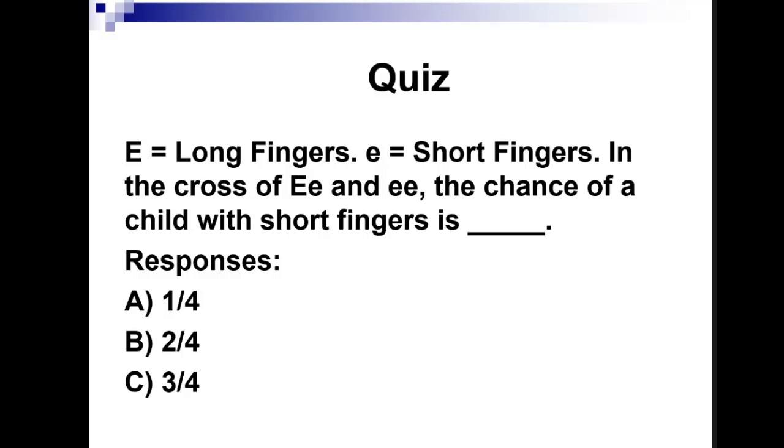Create a Punnett square to answer this question before you advance to the next slide. If long fingers is dominant and short fingers is recessive, in the cross of a heterozygous with a homozygous recessive individual, what are the chances of a child with short fingers? Is it 1 out of 4, 2 out of 4, or 3 out of 4?